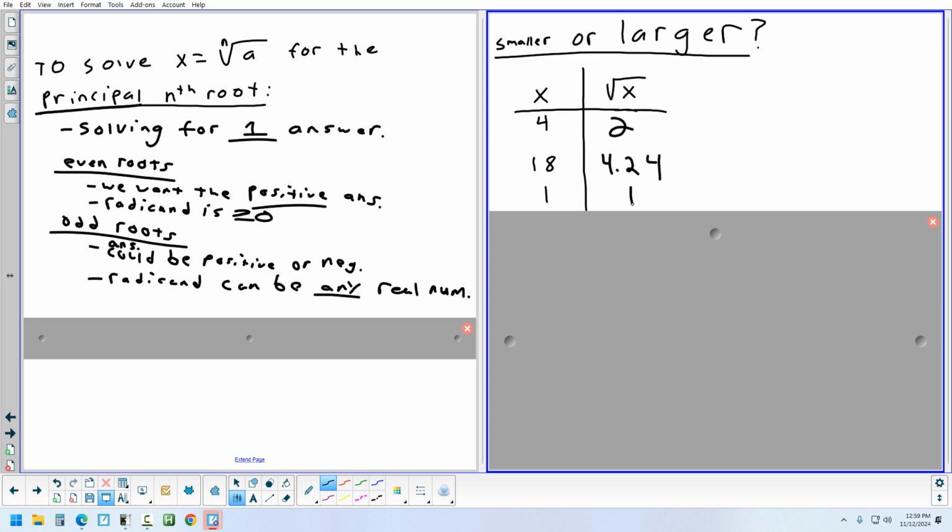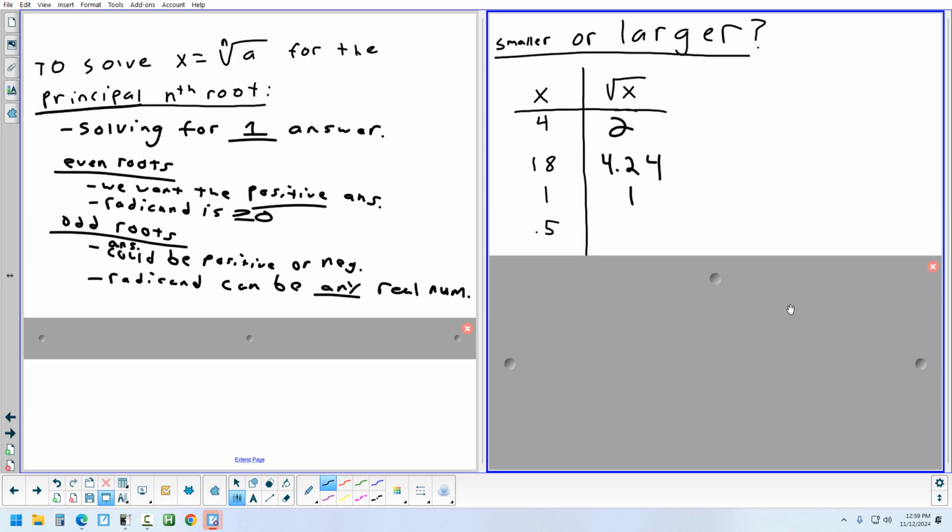So we can't say that when you take a square root, it always gets smaller. Sometimes it stays the same. How about the square root of 0.5? Bigger. Yeah, 0.71, right? So when you take the square root of 0.5, you get a bigger answer. So the question is whether, when you take a square root, it gets smaller or larger. It depends on what you take the square root of. That's just what I want you to understand.